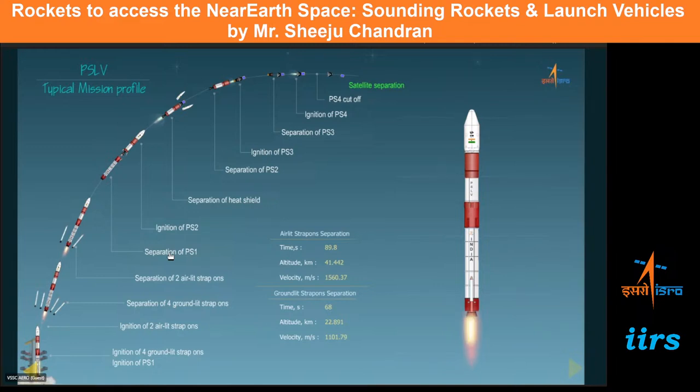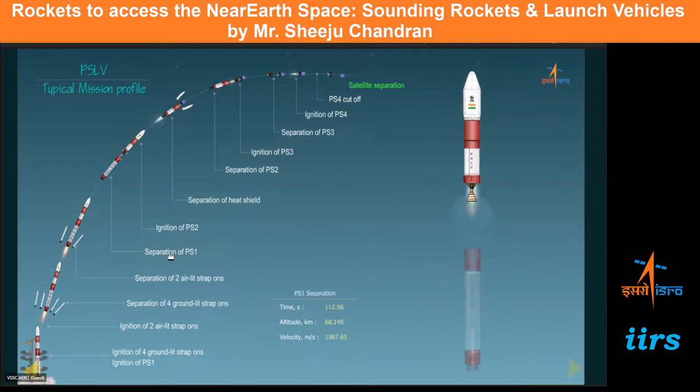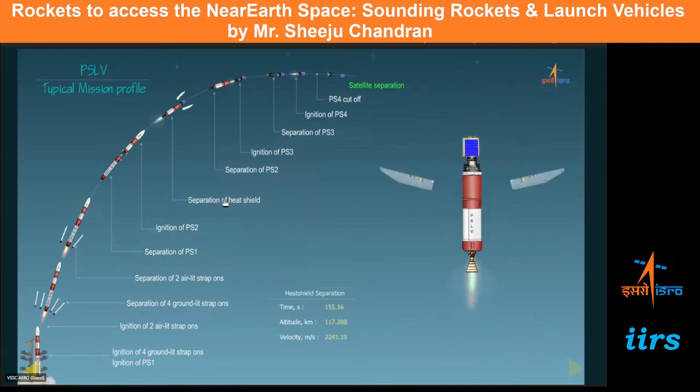Now, what will happen after some time? The first stage itself will consume all the propellants, so that also has to be thrown off. You can see here, when the first stage is separated, the rocket has reached an altitude of something like 68 kilometers, and around 2 minutes have passed. So a significant amount of mass is already thrown off, because that was used only for lifting off and taking it to this acceleration. Then after some time, the heat shield is separated.